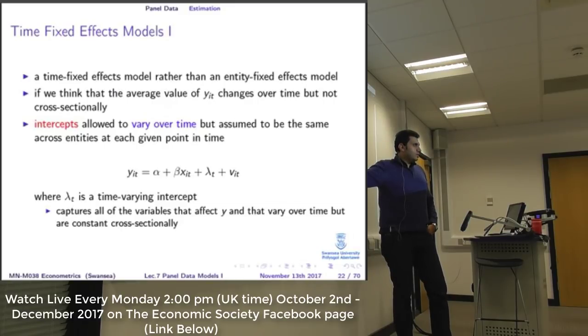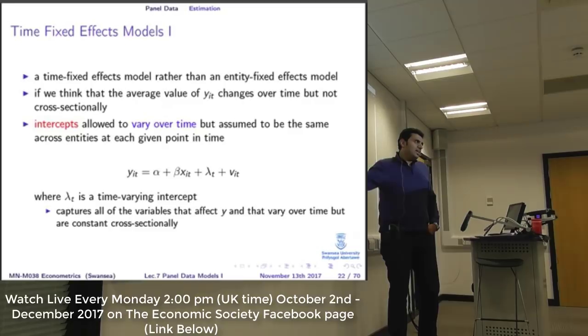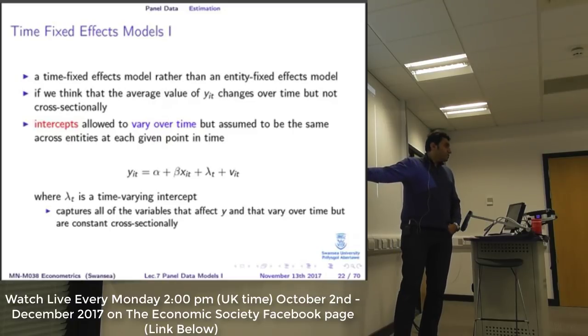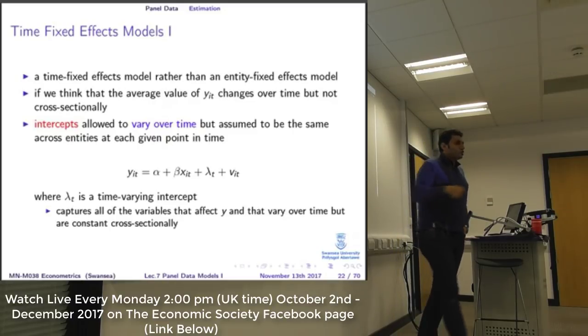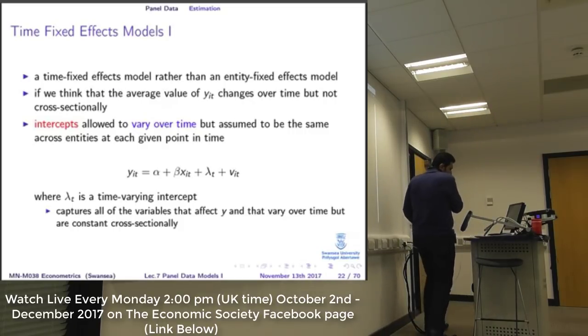So y2t will be the same, because it doesn't change across units. Again, it will be alpha plus lambda t. But if you look at y it plus 1, that will be different. So it will be alpha plus lambda t plus 1. Okay, so this will vary over time, but it's constant across different units.